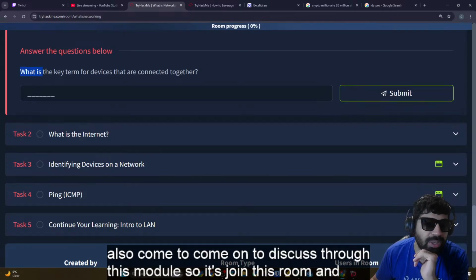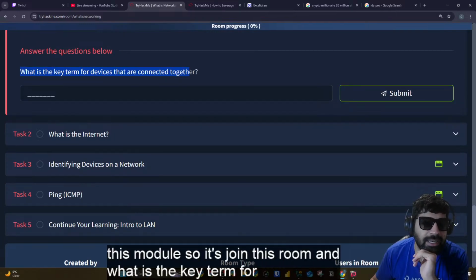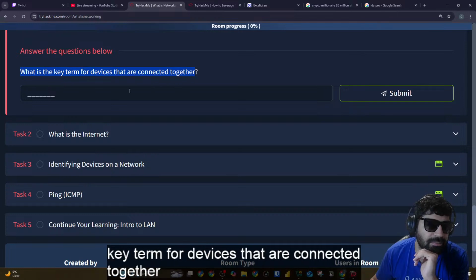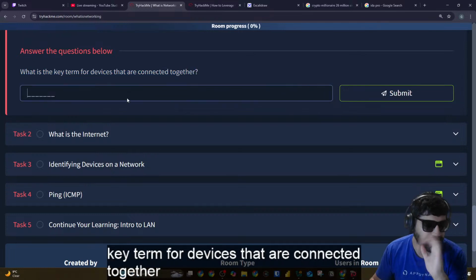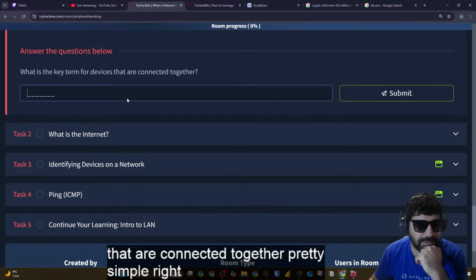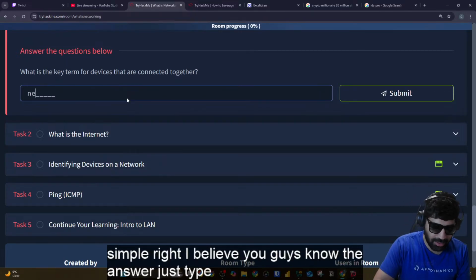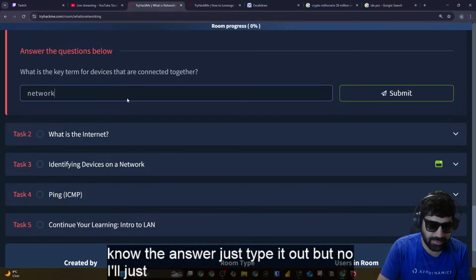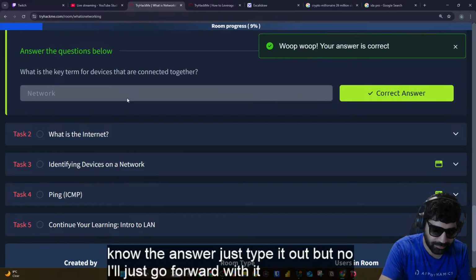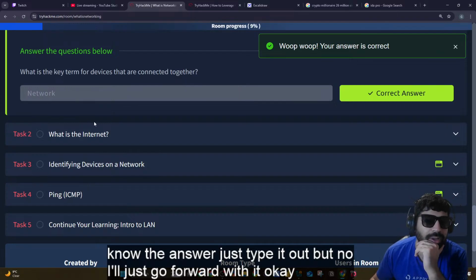And what is a key term for devices that are connected together? Pretty simple, right? I believe you guys know the answer. Just type it out. For now, I'll just go forward with it. Okay, the network, right?